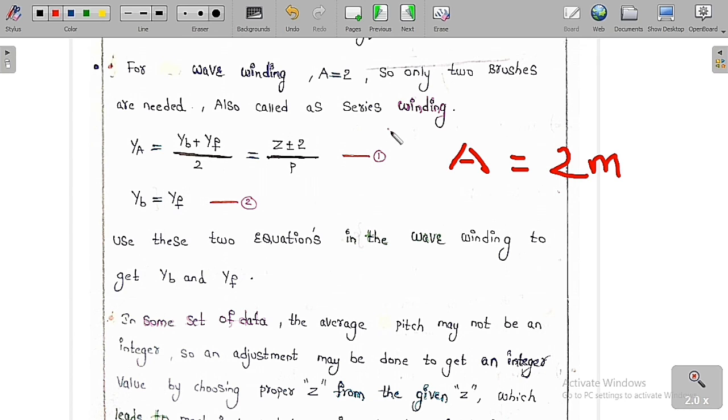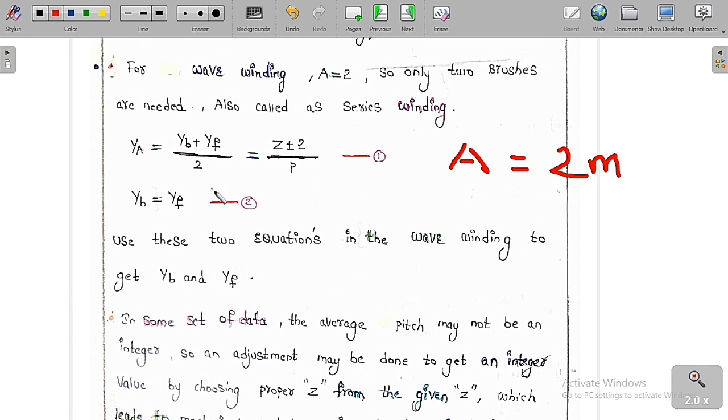The number of brushes is always equal to the number of parallel paths. So this is a very important point. So the number of brushes is equal to the number of parallel paths. Therefore, for simplex wave winding, A is equal to 2. So only 2 brushes are needed. It is also called the series winding.